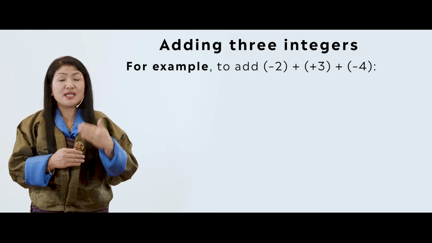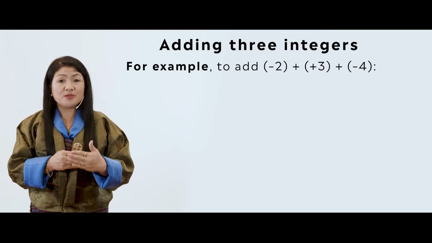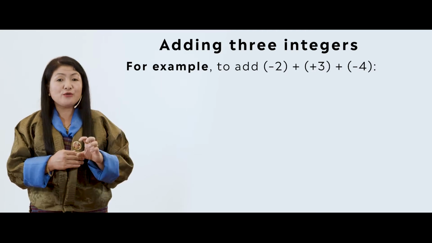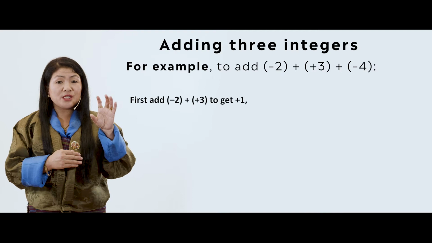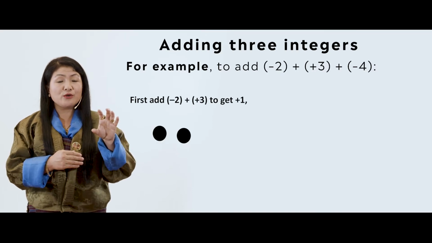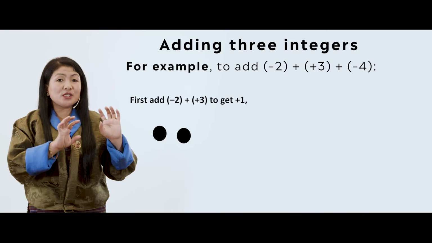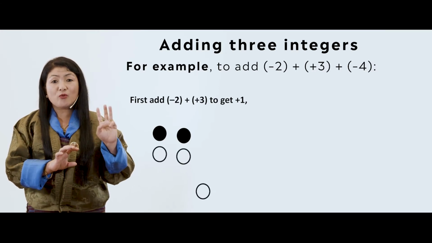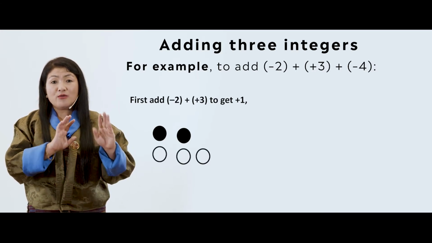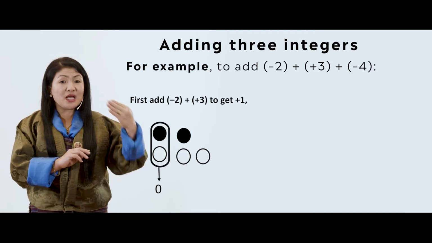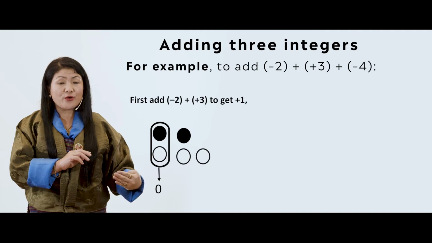First, we add negative 2 plus positive 3 to get positive 1. As we are using models here, you first model negative 2 by using 2 black counters and model positive 3 by using 3 white counters.